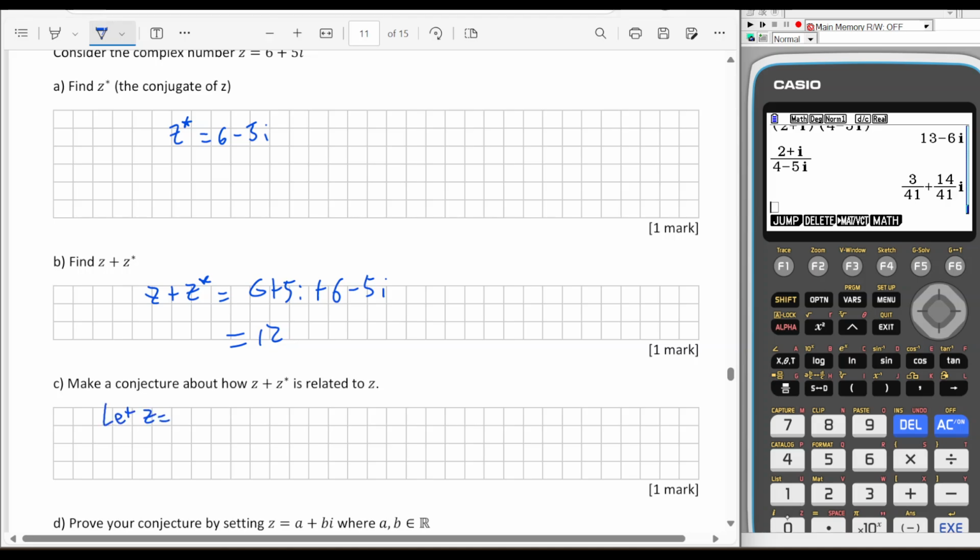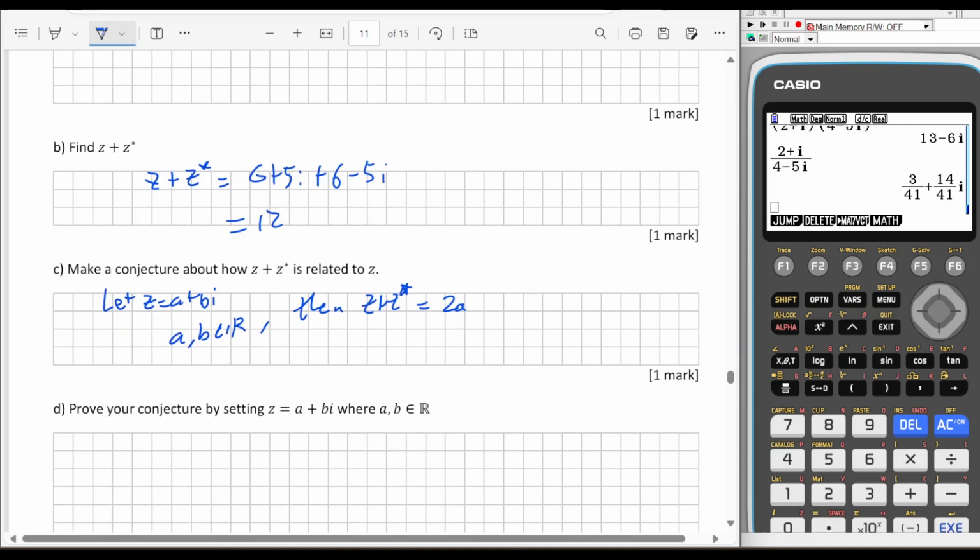Let z equal a plus bi. a and b are in R. Then z plus z conjugate is 2 times the real bit of z, 2 times a. If you want, you could have another conjecture like this. z plus z conjugate is 2 real z. But I'm not going to bother with that extra notation because I've already defined a in my conjecture.